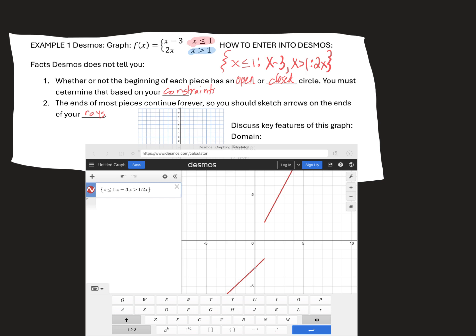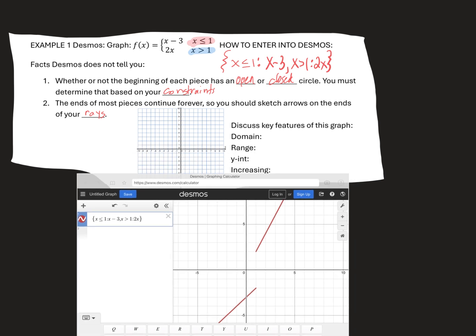The points are (1, -2), (0, -3), (-1, -4), so I'm going to plot those points. And then this is the piece that is less than or equal to 1, so this would be a solid circle.